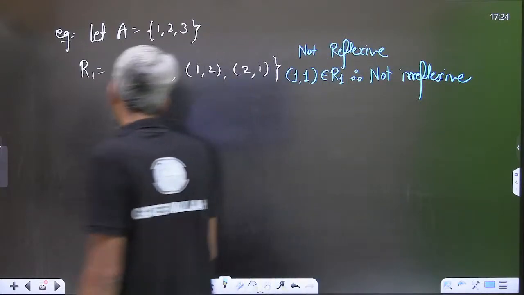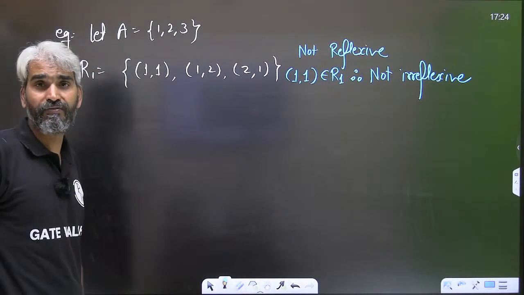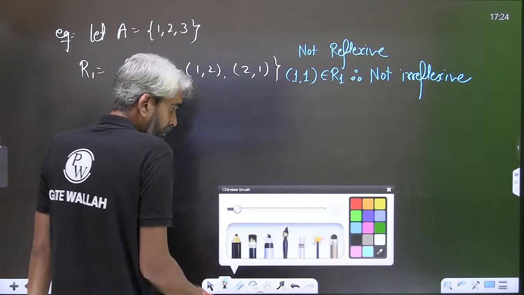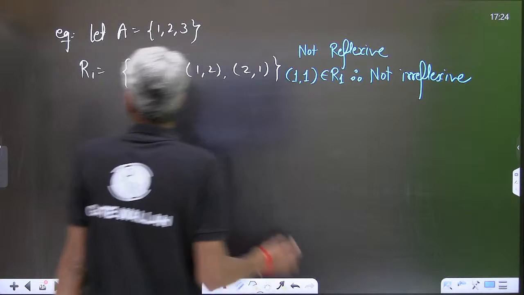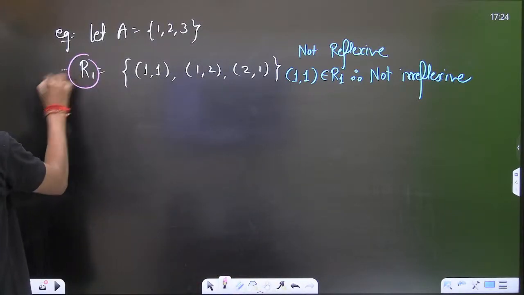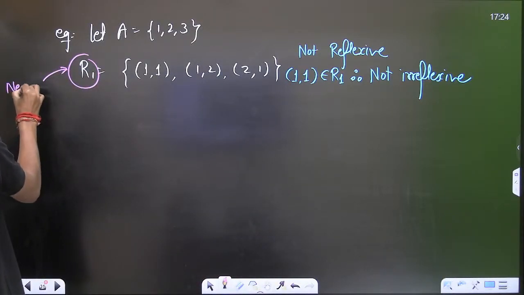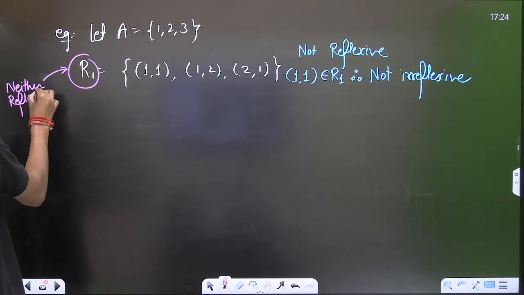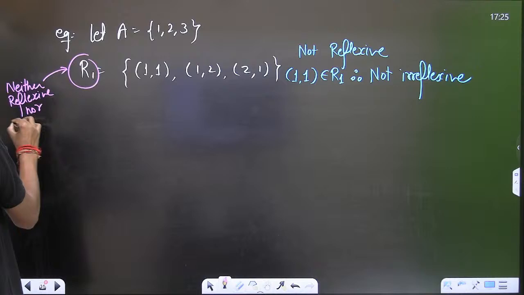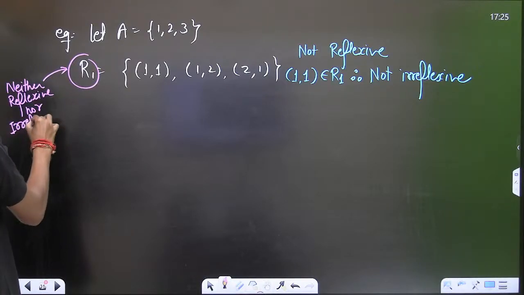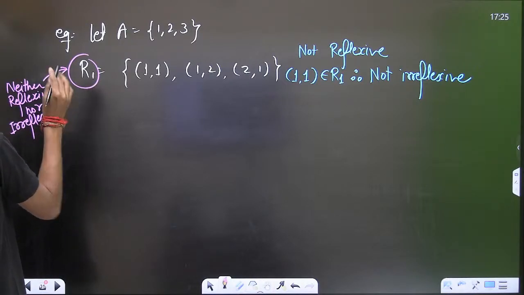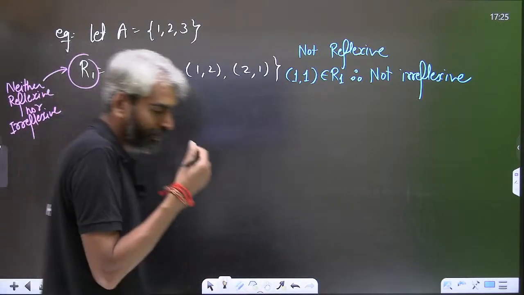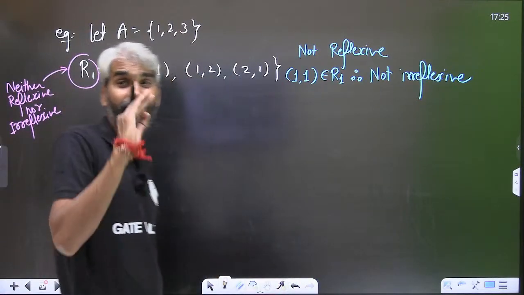(1,1) belongs to R1. Therefore, not irreflexive, because a diagonal ordered pair cannot be present. So can I say this relation R1 is neither reflexive nor irreflexive? Neither reflexive nor irreflexive. So that's a known fact that if any of the diagonal ordered pairs is present, it can never be irreflexive.